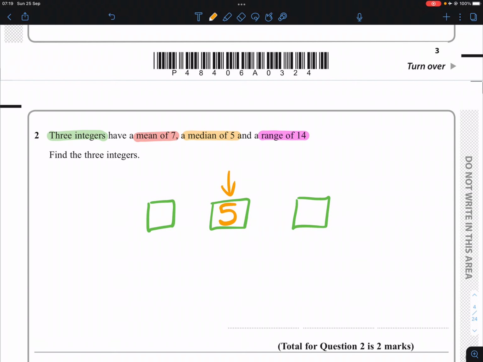After that, we have two options here. We've got the range of 14, so that means that the difference between our biggest and our smallest numbers has to be 14. So you could just start blindly trying 1 and 15, 2 and 16, and so forth. But there's a lot of combinations with that, so you might want to look to see if it's easier to figure something else out first.